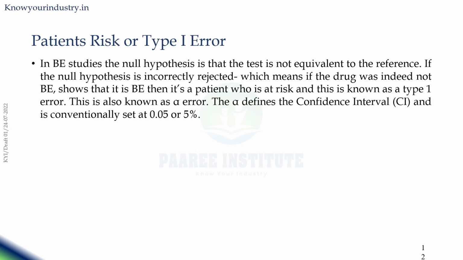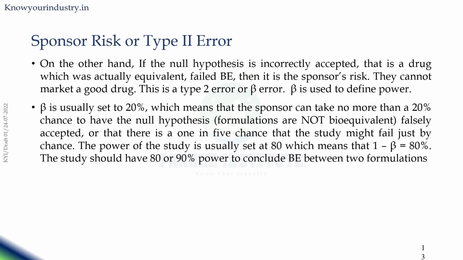What is the patient risk or participant risk, or type 1 error? In BE studies, the null hypothesis is that the test is not equivalent to the reference. If the null hypothesis is incorrectly rejected, which means the drug was indeed not bioequivalent but the study shows that it is bioequivalent, then it is the patient who is at risk, and this is known as type 1 error. That means the drug product is actually not bioequivalent, but in the study, it shows as bioequivalent. So that error is called type 1 error. This error is called alpha, and this is conventionally set as 0.05 or 5%. Next is the sponsor risk or the type 2 error.